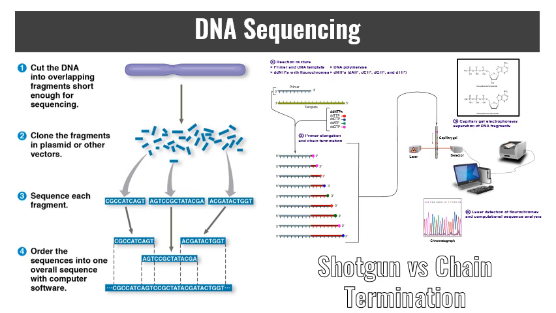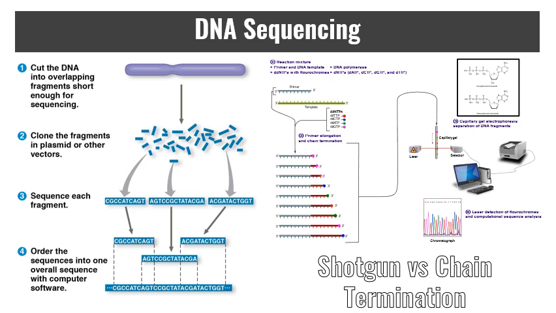The shotgun method, you make lots of small fragments that you code individually, and then you use computers to overlap those codes. It's very, very fast, but it can be inaccurate, especially in areas of high repetition, like a centromere or a telomere. The chain termination sequence allows the production of DNA molecules that are each progressively one base longer than the last, using a dideoxynucleotide.